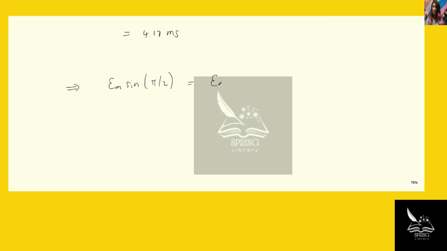And so, therefore, we have that the maximum EMF times the sine of pi over 2 is equal to epsilon m times the sine of 90 degrees, which is 36 volts.